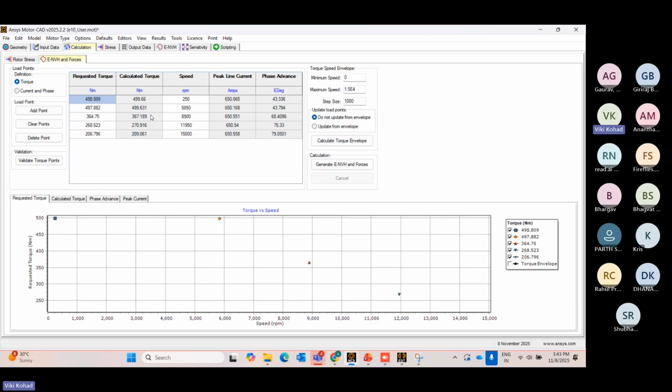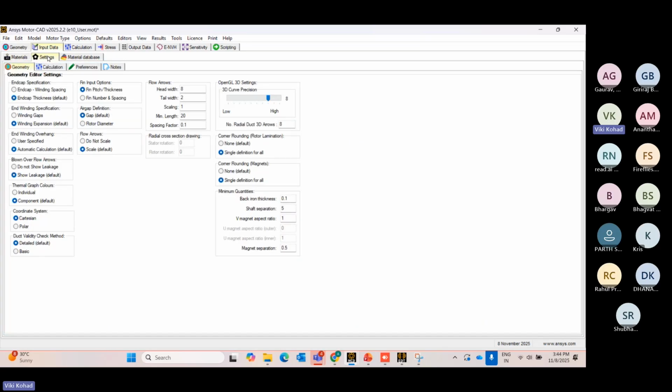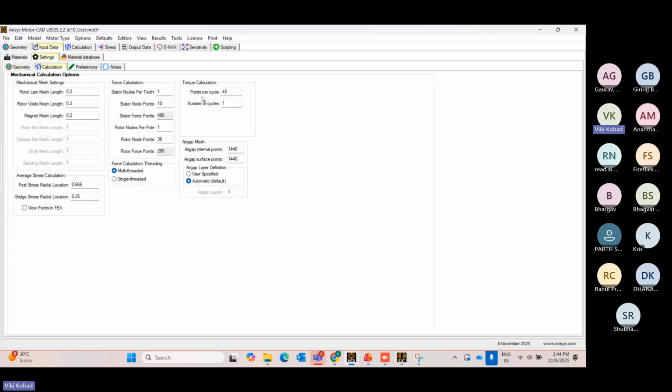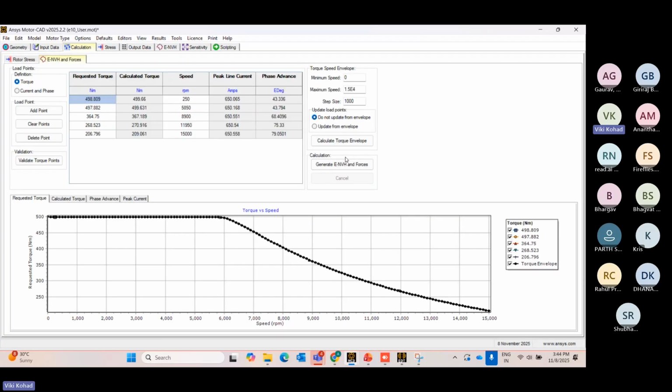Okay, so first, before generating the NVH and forces values, we go to inputs, settings and calculations, and we will increase this torque calculation points. It is like the transient points, you can say. So instead of 45 I will give the value 90. Then move to the calculation, generate NVH and forces. Now it will calculate the NVH value and the forces value.